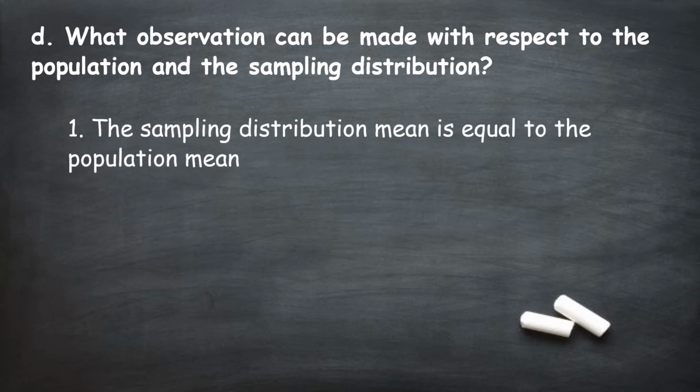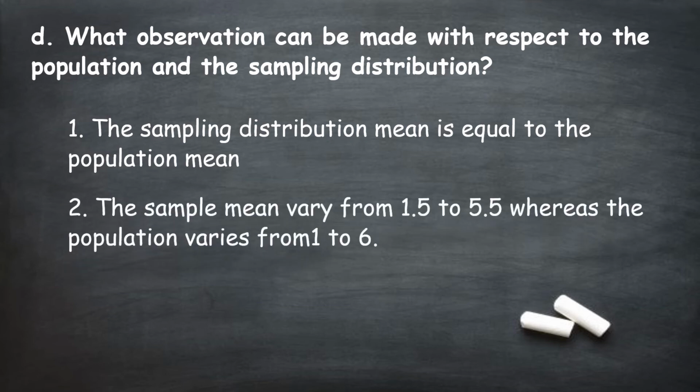So first, the sample distribution mean is equal to the population mean. But there are still some cases wherein we get a different sampling distribution mean compared with the population mean. But the numerical values that you will obtain are closer with each other.